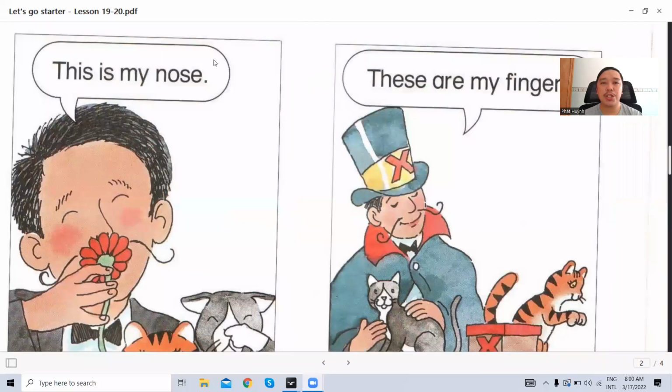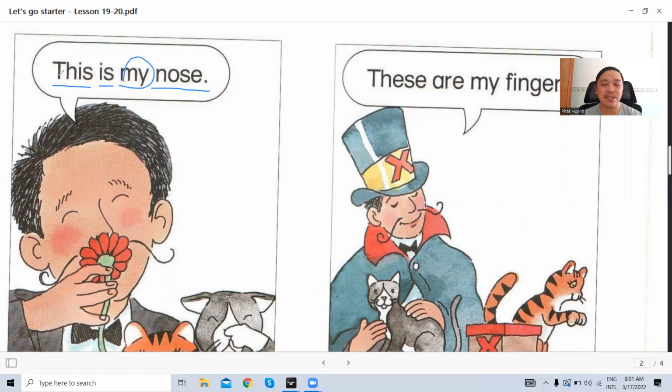Now, the next picture. Nose. Okay. My nose. What is that? Đó là gì các em? My nose, what is my nose? My nose là gì các bạn? My nose là cái mũi của tôi. Okay. So, this is my nose. Đây là cái mũi của tôi.